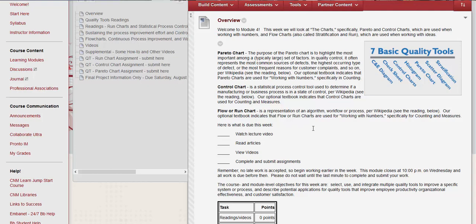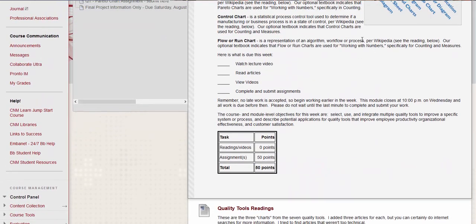Our optional textbook indicates that it is used for working with numbers, specifically for counting. A control chart is a statistical process control tool used to determine if a manufacturing or business process is in a state of control, and that is used for counting and measures. A flow or run chart is a representation of an algorithm, workflow, or process, and it is used for working with numbers, specifically counting and measures.